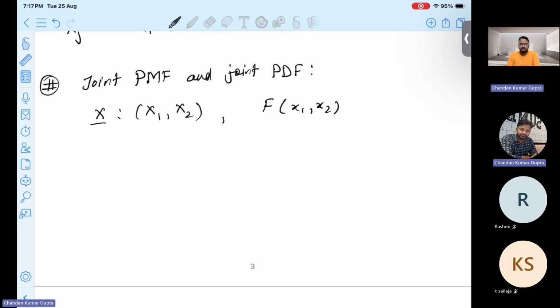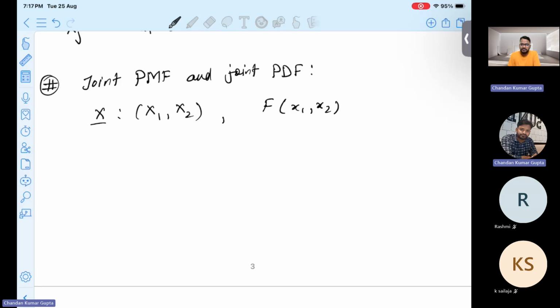Okay. So in that scenario, suppose this is the joint CDF of the random vector. Then we can define the joint PDF and joint PMF in terms of this.